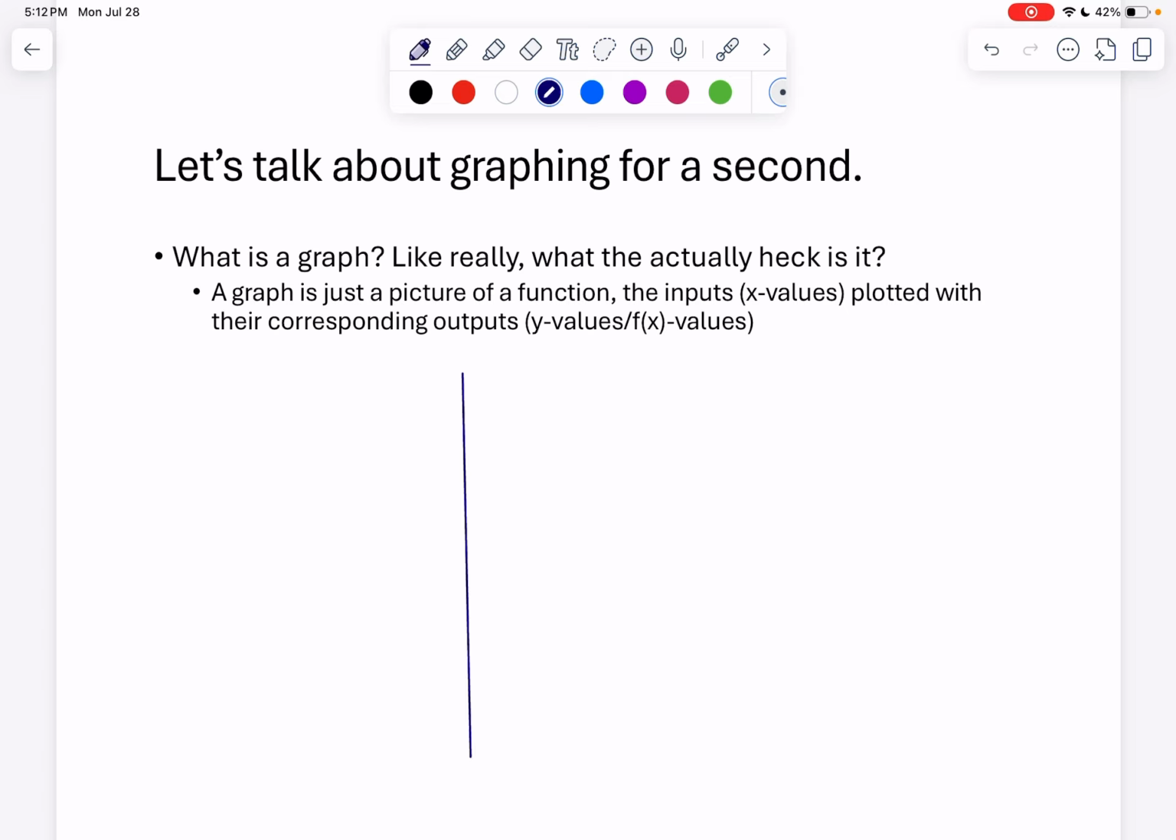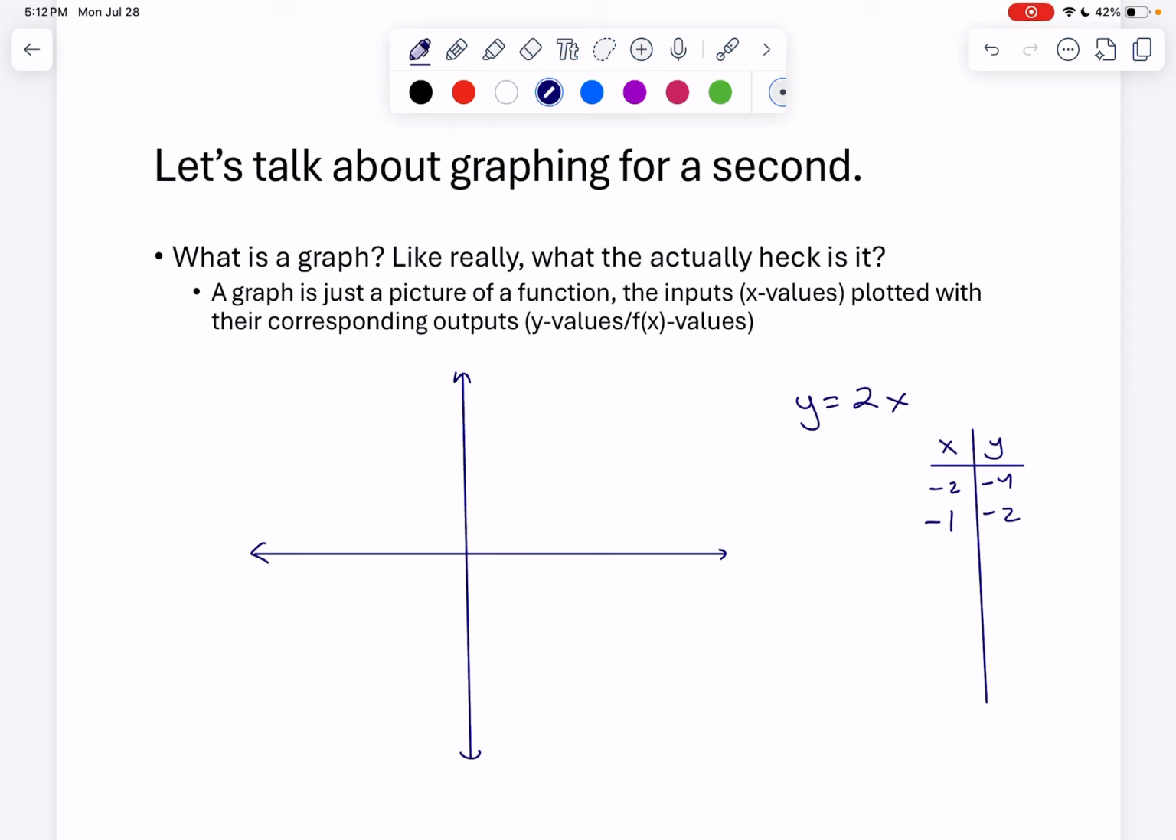So for example, if I make myself a little xy coordinate plane, if I have the function y equals 2x, and I'll make a little t-chart for myself. If I put in a -2 for the x, I'll get out a -4 for my y from that equation. If I put in a -1, I'll get out -2. If I put in 0, I'll get out 0. If I put in 1, I'll get out 2. If I put in 2, I'll get out 4.